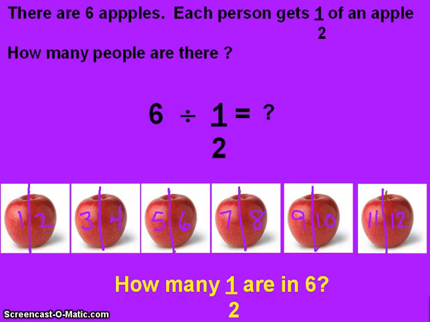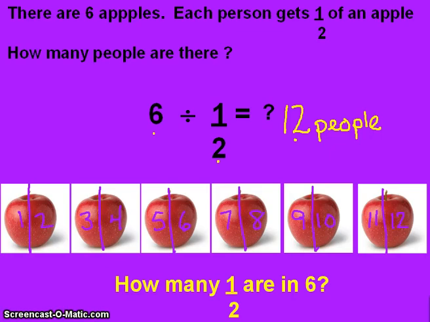I want to make sure I write the answer to my problem. 6 divided by half equals 12. And since my problem was asking me how many people there were to get apples, I'm going to label that 12 people. Now, some of you great mathematicians might be noticing that your quotient, your answer, is actually larger than the numbers you divided. You're absolutely right. That's because we divided a whole number by a fraction.